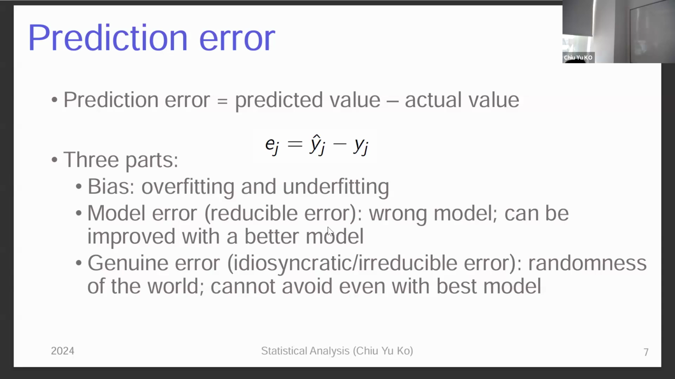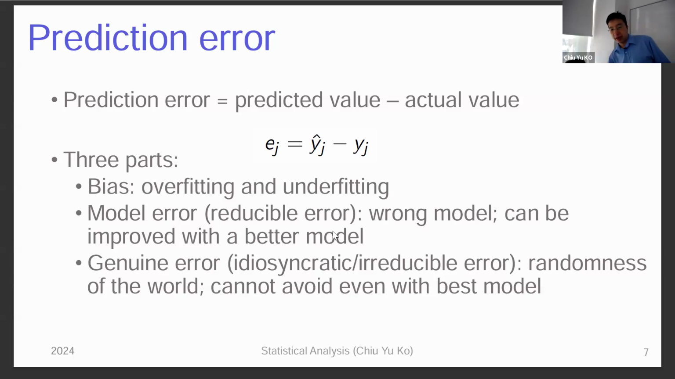And the last one is genuine error. That means this error, you can't really do anything about it because the nature is random, right? In some sense, you can't really avoid it. So this is something we cannot do anything about. The model part can be fixed by a better model. The bias part can be fixed by not overfitting or underfitting. We will talk about underfit and overfit very soon, but that is the idea.